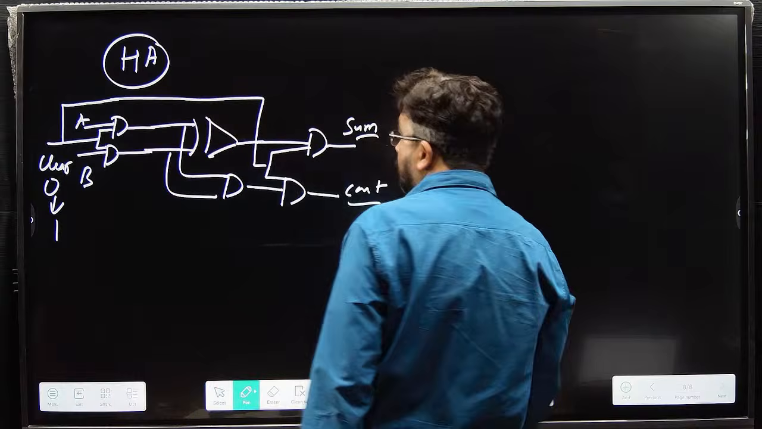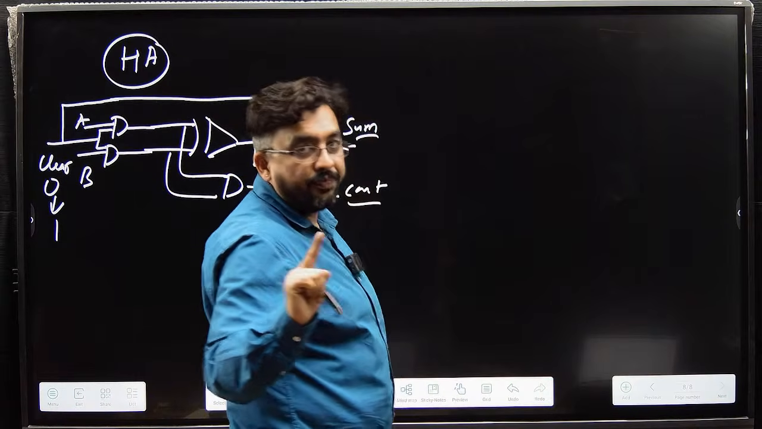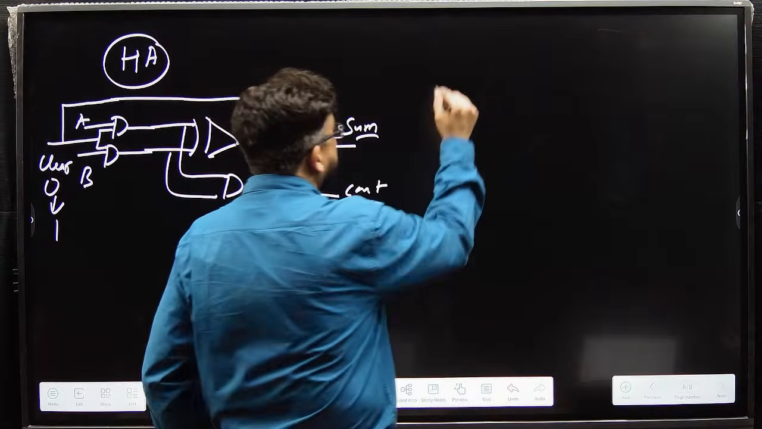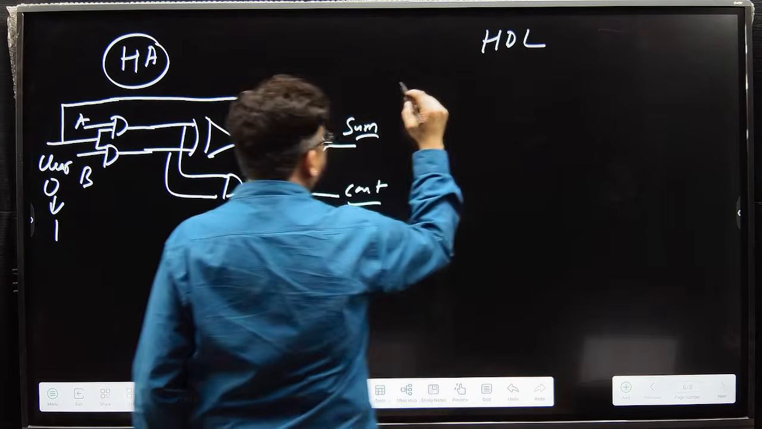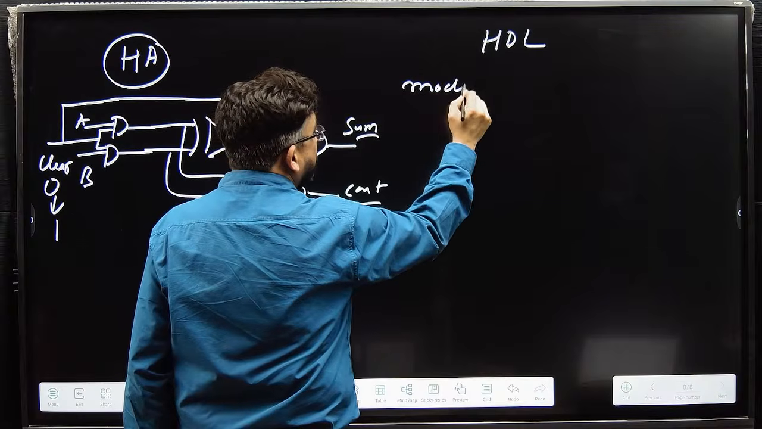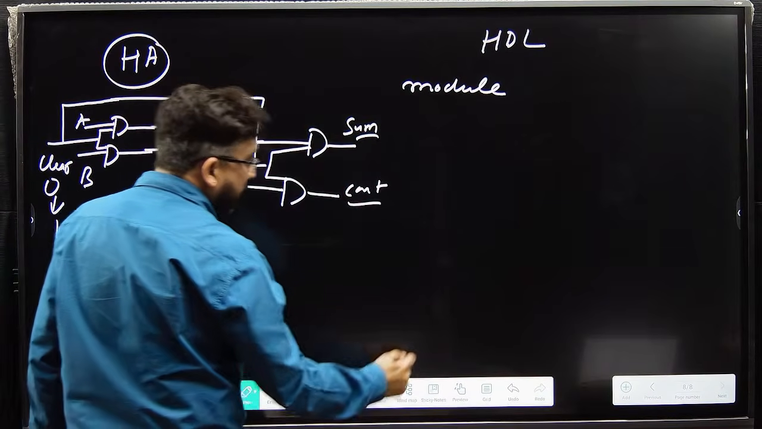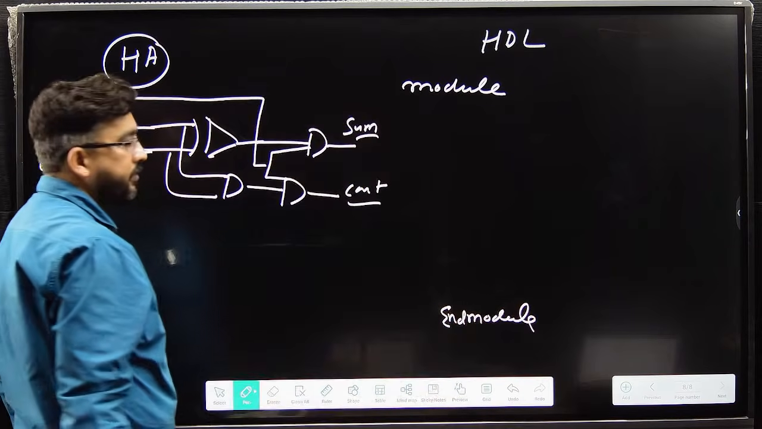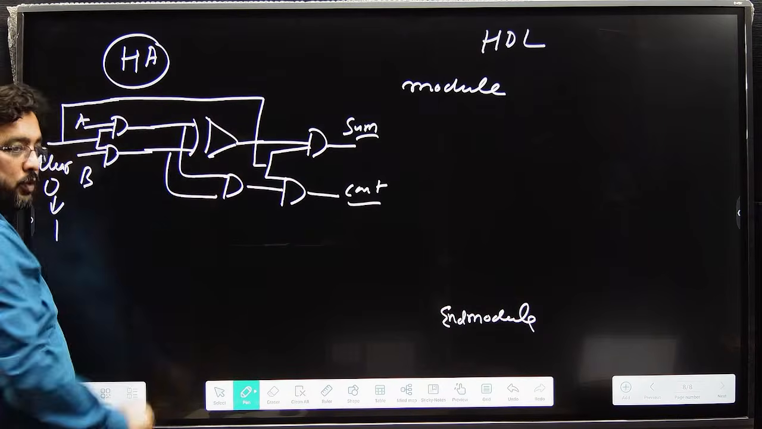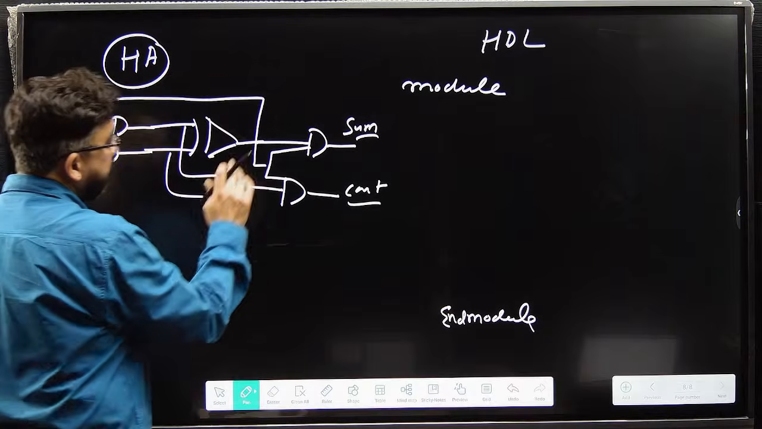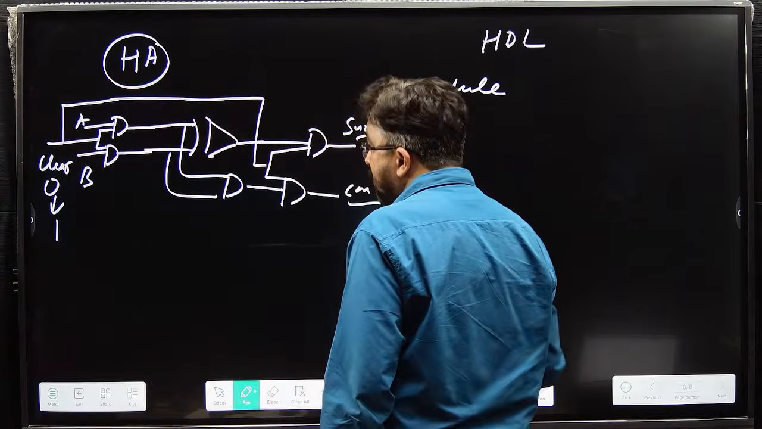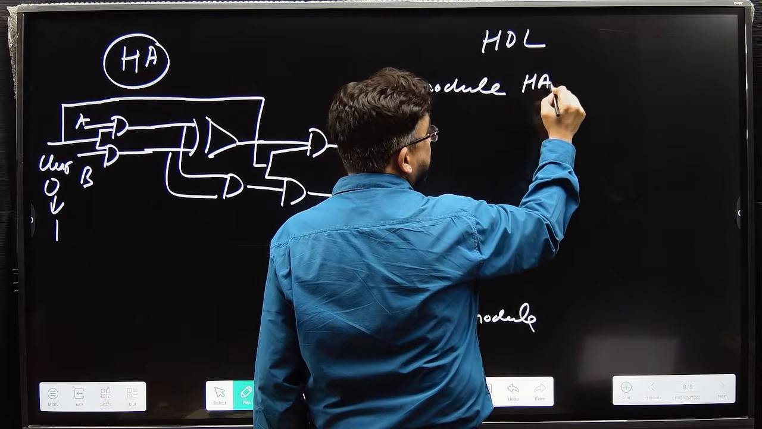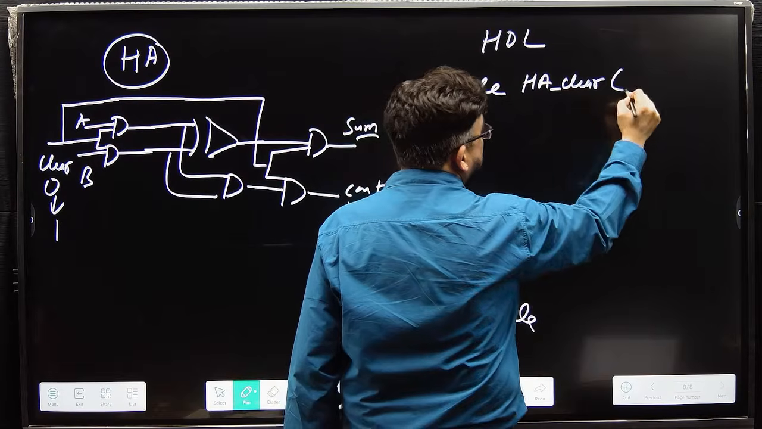Now let's start writing the code in Verilog. This is our first Verilog code. As I mentioned, I will start with the keyword module and end with the keyword endmodule. It is not required to write it here; at the end you can write it. You have to define the input and output first. My inputs are A, B, and clear. My outputs are Sum and Cout. So module, give the module name, half adder underscore clear.